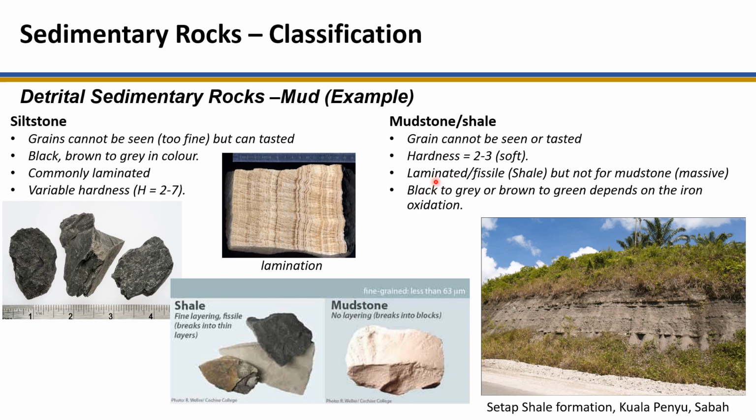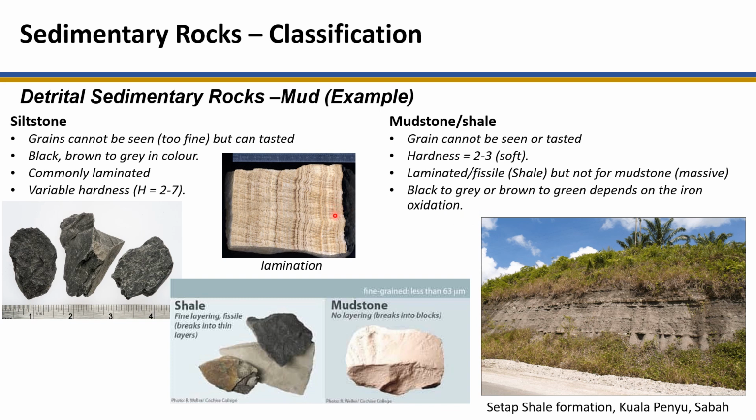And lamination, if you look over here, is what segregates or defines the term shale and massive mudstone, even though they come from the same fine mud particles. So lamination is sometimes present in siltstone and shale, but not in mudstone.